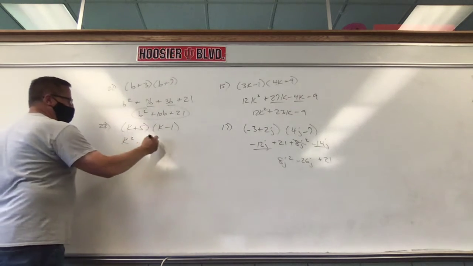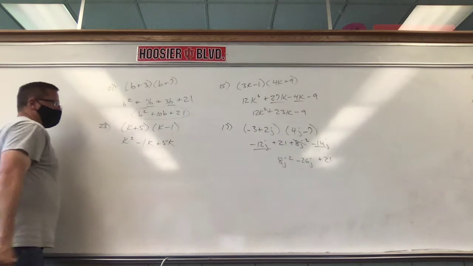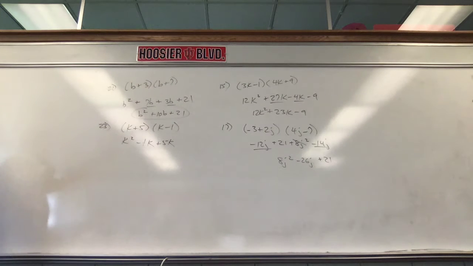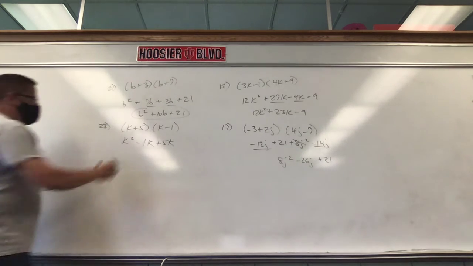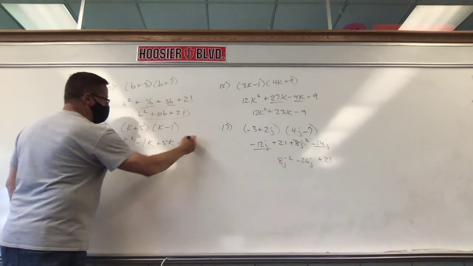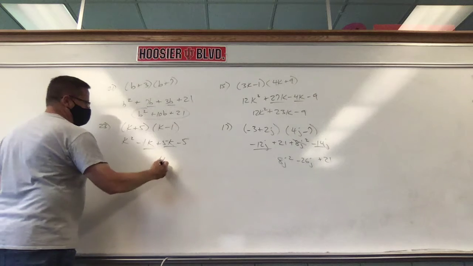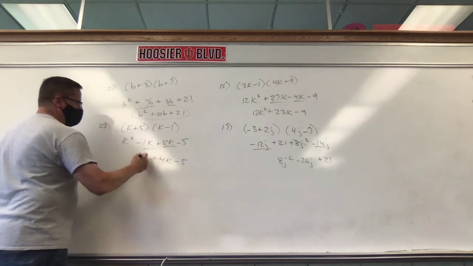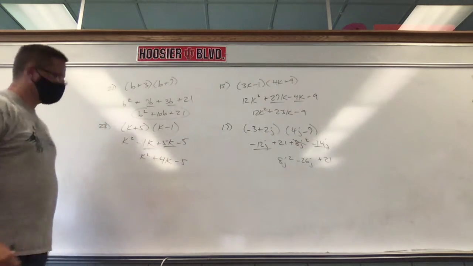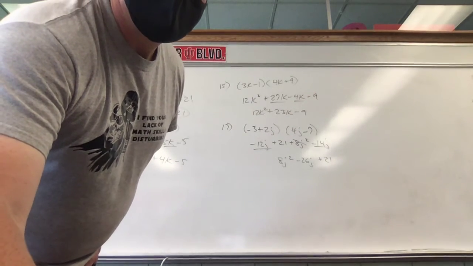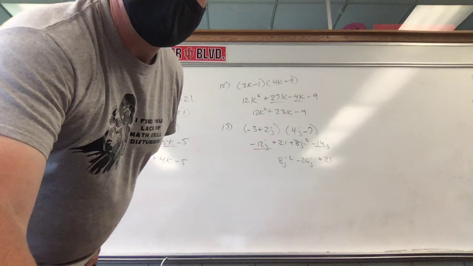My inners are 5 times k, that's 5k. And my last, again, be careful. Some students will see 5 and negative 1 and they'll put down 4. Where'd they get 4 from? They added. But we're timesing. 5 times negative 1 is negative 5. Put together negative 1k and 5k, that's 4k. So k squared plus 4k minus 5. Easy.